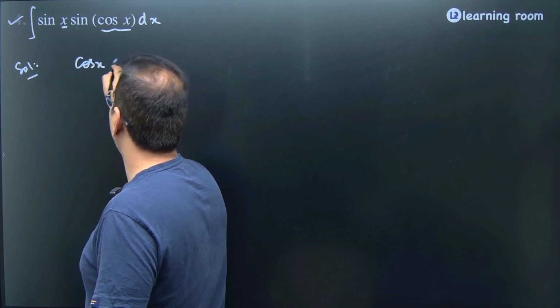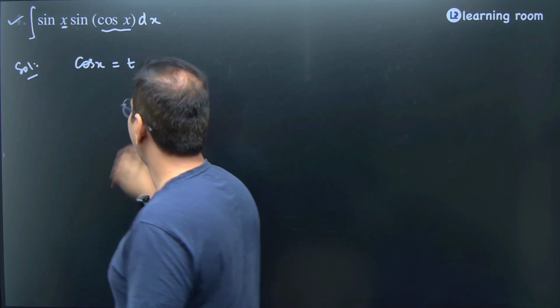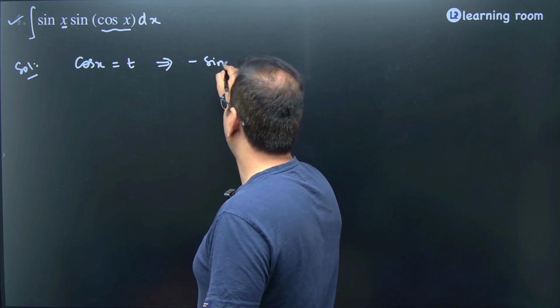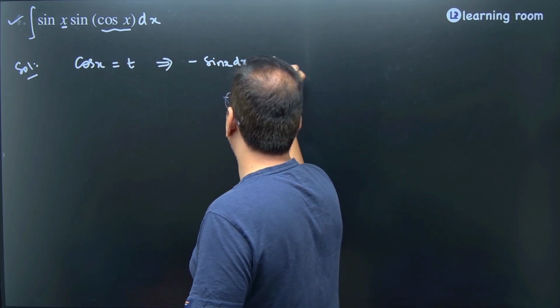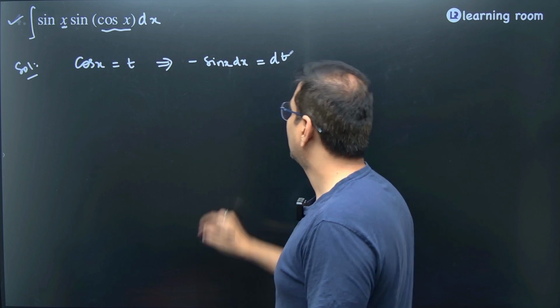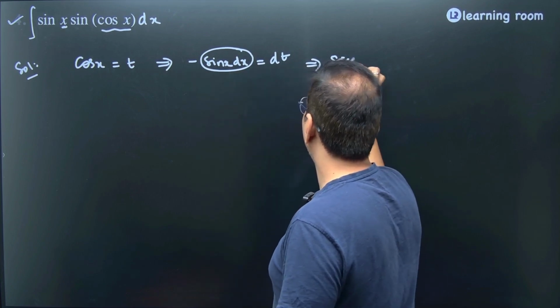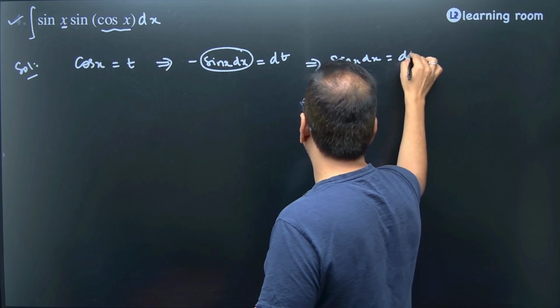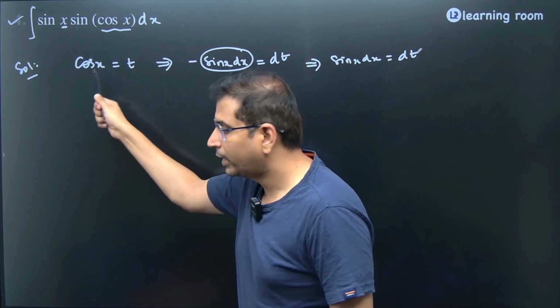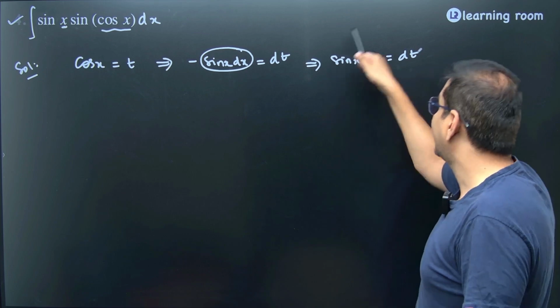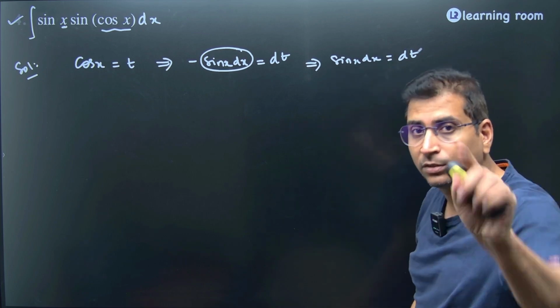So when we substitute cos x as t, differentiating on both sides, we get minus sin x dx is equal to dt. So sin x dx is dt. So the meaning is, wherever cos x is there, we will replace it with t. Wherever you have sin x multiplied with dx, we'll replace it with dt.